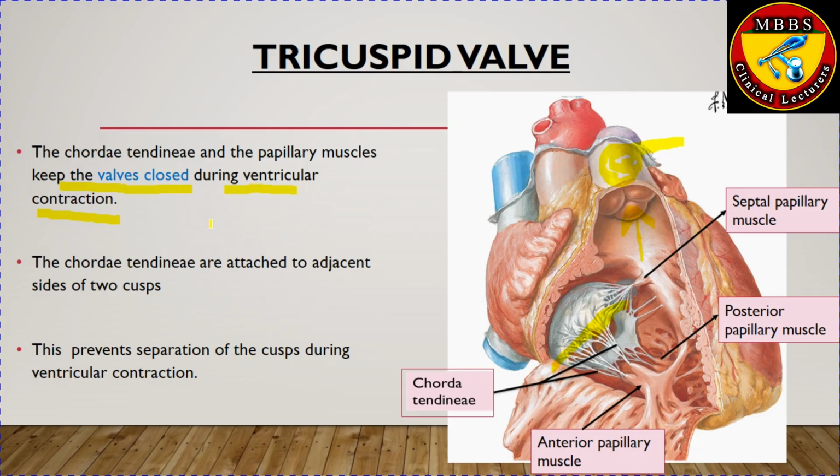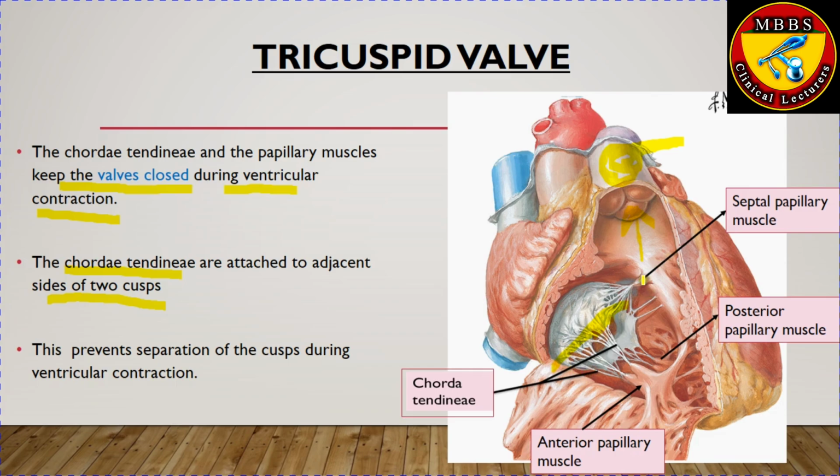So what two structures are going to close the valves? The chorda tendineae and the papillary muscles keep the valves closed during the ventricular contraction. Every chorda tendineae is attached to the adjacent sides of two cusps. Now you can see the chorda tendineae arising from one papillary muscle is actually attached on the two cusps, the anterior cusp as well as the posterior cusp.